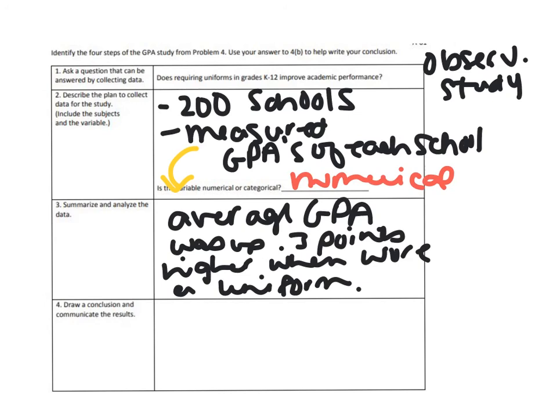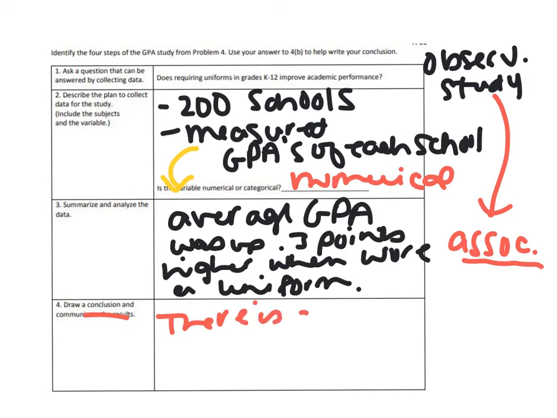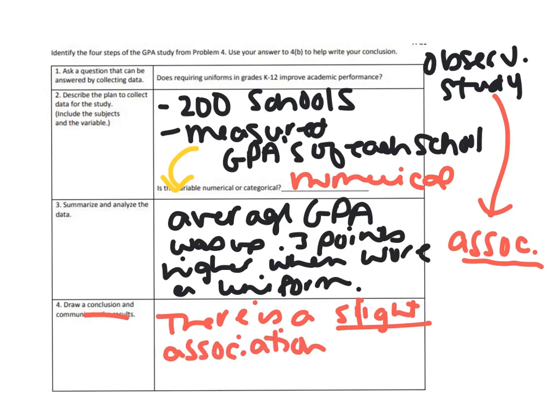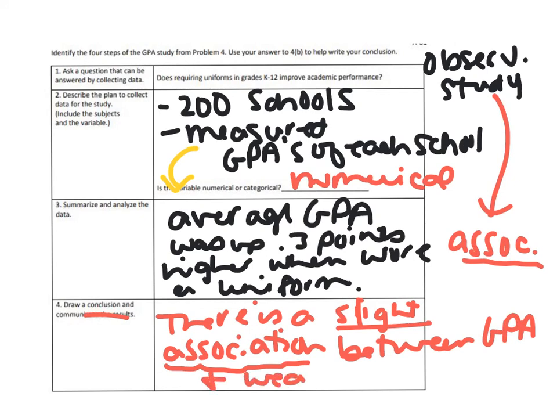Okay. So again, since it's an observational study, the only thing that you can tell me is that there's an association. So for my conclusion, you can say that there is a slight association, because 0.3 is not very high, but in the world of GPA, on a scale of 1 to 4, 0.3 sometimes is high. So there's a slight association. That's the only word that I can use, and that's the only one I'm looking for. There's a slight association between GPA and wearing uniforms. You can't say that there's a cause and effect, just an association.